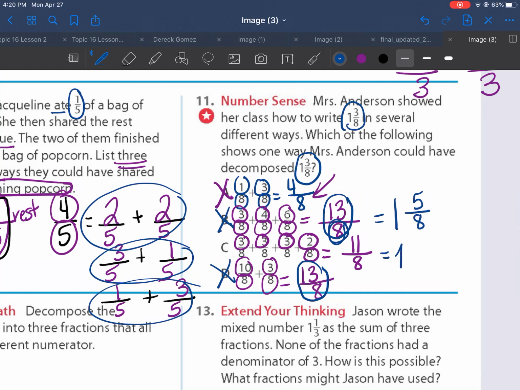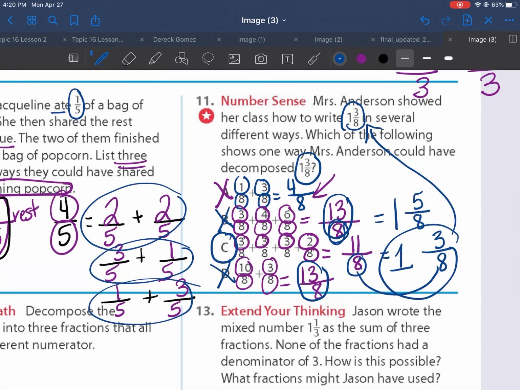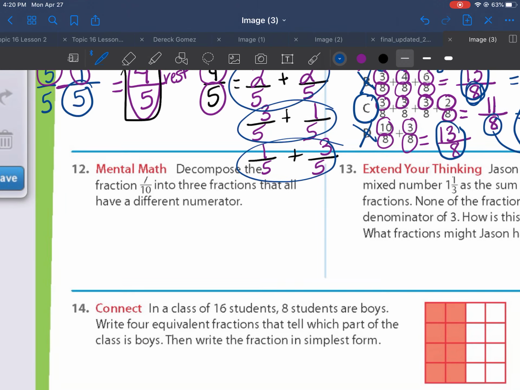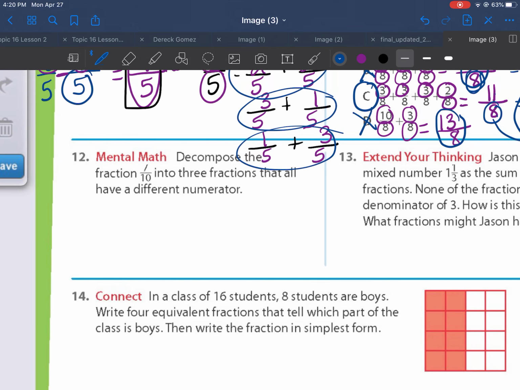But let me go ahead and prove letter C. How many times can the 8 go into 11? That would be 8 times 1. The denominator stays the same. 11 minus 8, that would be 3. Does that match the answer? Yes, it does. So my answer is C.